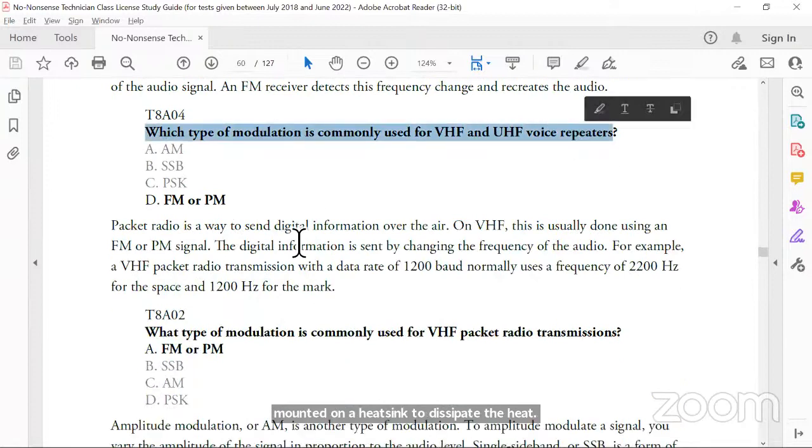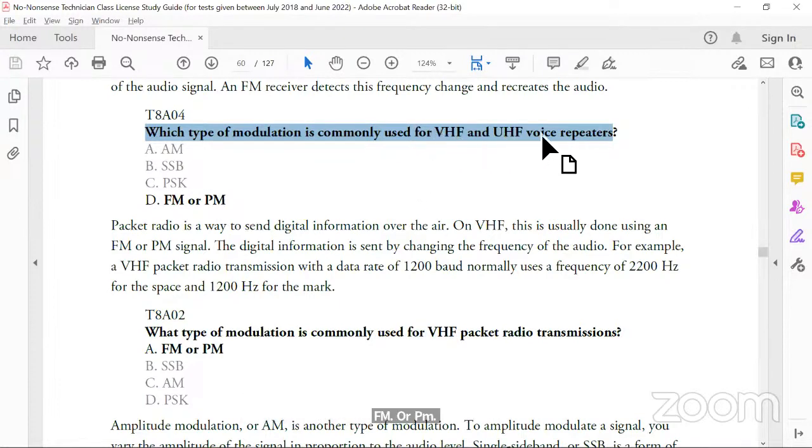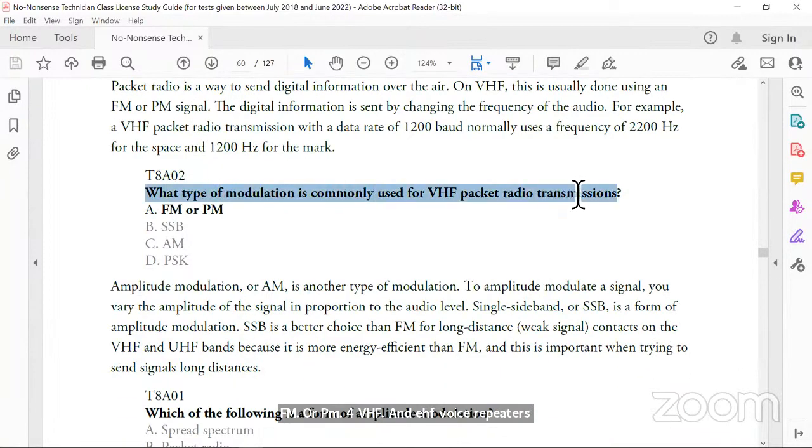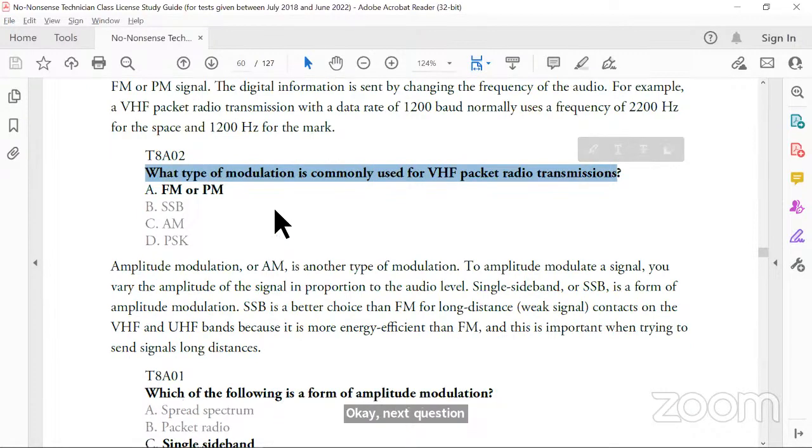Next question in the question pool. Which type of modulation is commonly used for VHF and UHF voice repeaters? So we talked about repeaters, VHF and UHF, and we said that it's either frequency modulation or phase modulation, FM or PM, for VHF and UHF voice repeaters. Okay, next question in the question pool. What type of modulation is commonly used for VHF packet radio transmissions? We said similarly, it's FM or PM, frequency modulation or phase modulation for VHF packet radio transmissions.